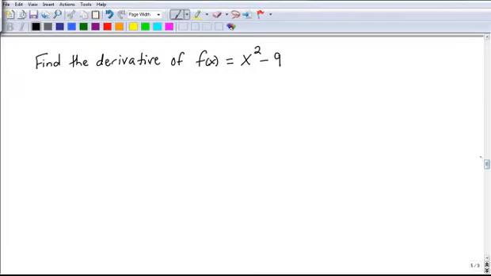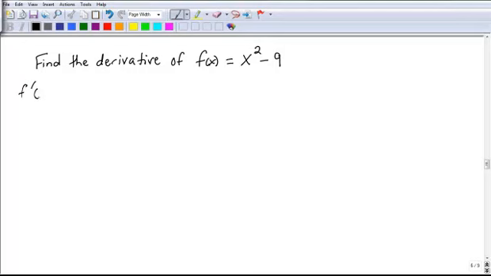We've been doing derivatives at single points, and that's good to know how to do. But it's better to be able to find a general formula for the derivative, because then you can plug in any point you want after you have the formula. So let's do some derivatives with general formulas now. Here's the derivative of x squared minus 9. Notice they don't give me an x value to plug in.